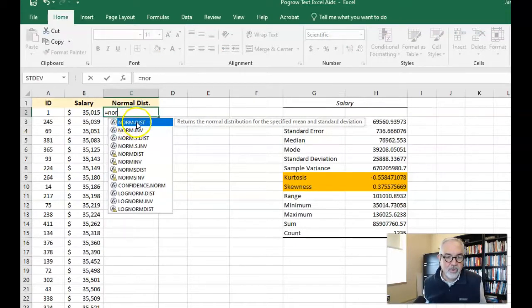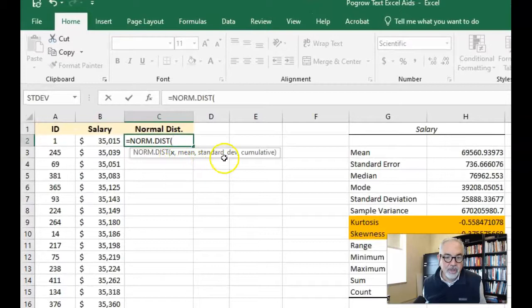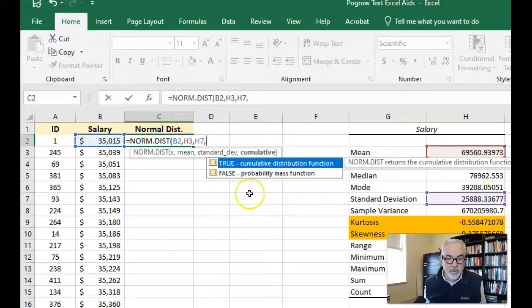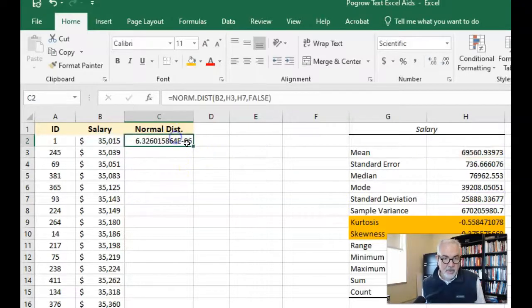Double click on NORM.DIST. And what we see here is we need the X, the mean, standard deviation, and whether or not it's cumulative. So the X would be this salary, comma. The mean would be this figure here, comma. The standard deviation would be this figure here. And then we will choose false. Close parentheses. Now, what we're going to do is drag this down, but to do so, it's going to continue to move the mean and the standard deviation down.